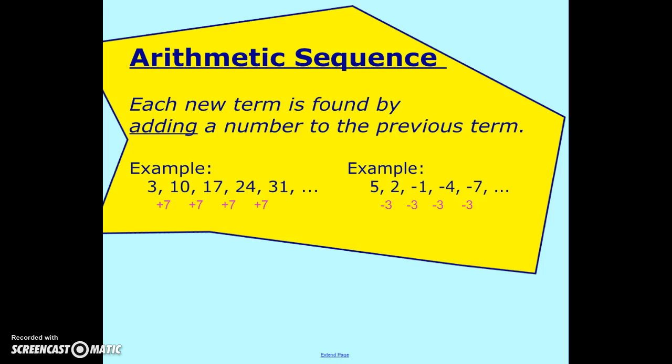So, an arithmetic sequence means that each new term is found by adding a number to the previous term. So that's the first blank of your definition box. Here's a few more examples. Adding 7, subtracting 3. We say adding because we could say we're adding a negative 3.